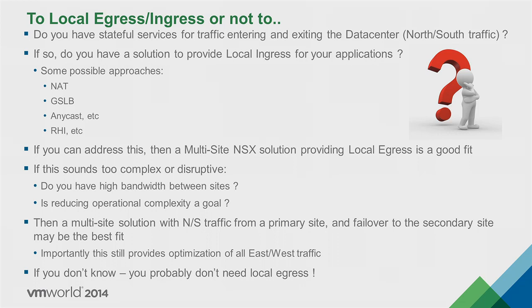And one thing I see is that in most cases the amount of north-south traffic is much lower than the data center interconnect, and funnily enough, people like simple solutions rather than complex ones. So in this case, it may be worth considering a multi-site solution where we have north-south traffic that will actually exit from a primary site and fail over to the secondary site. It's likely to meet a lot of those requirements and provide a simpler solution.